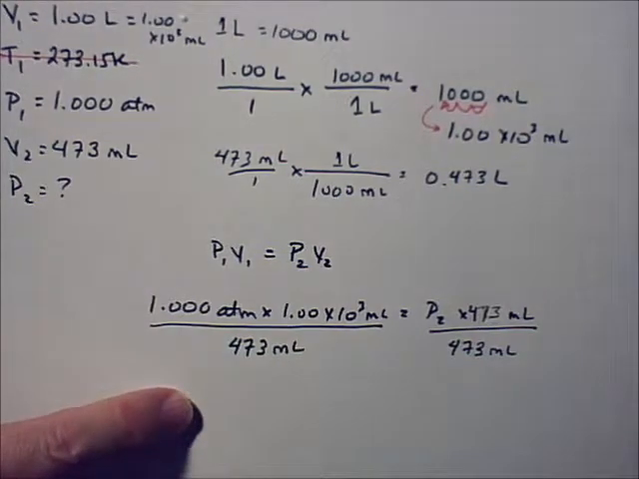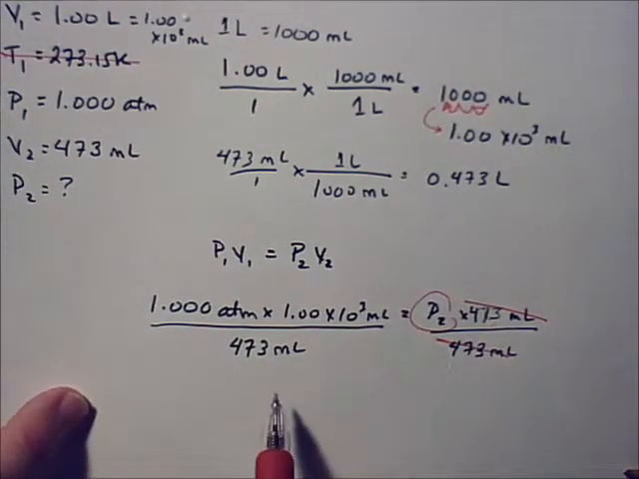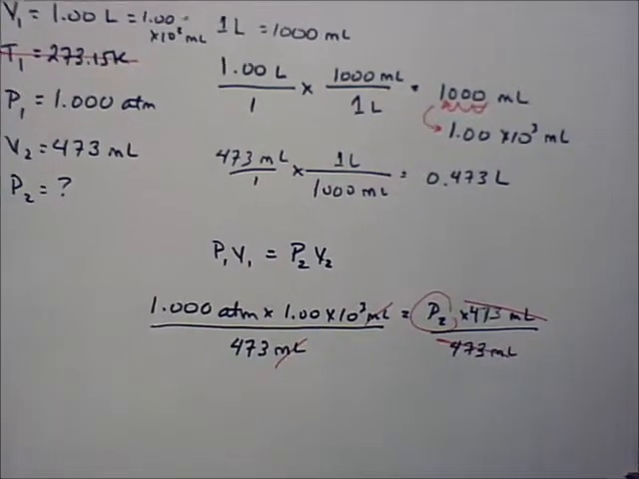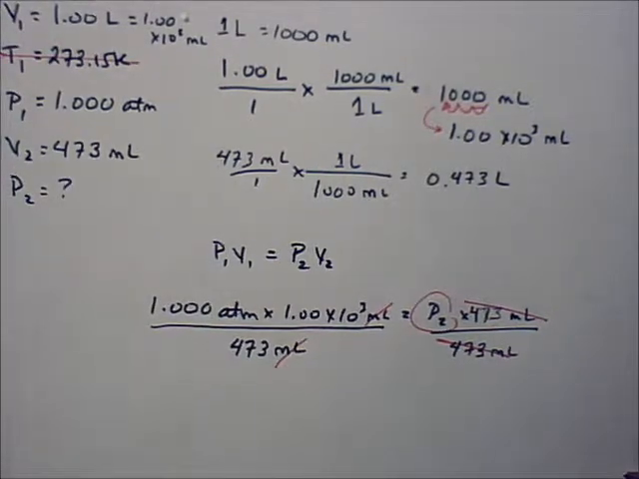Okay, well, that cancels all of this because they're exactly the same on the top and bottom, and we have P2 by itself. Over on this side, milliliters now cancel. We're ready to do the math. Let's see, can I use this calculator? I can get out my fancy calculator.